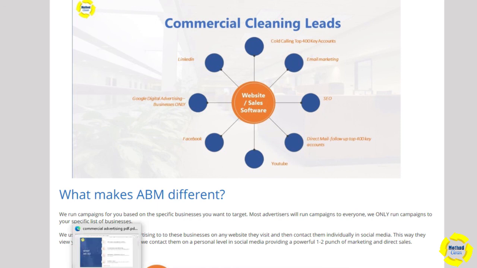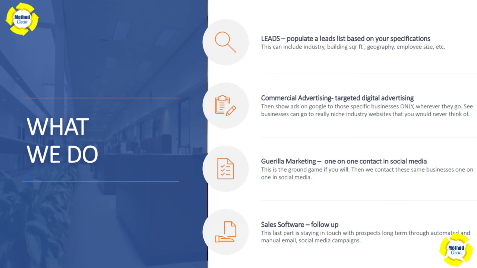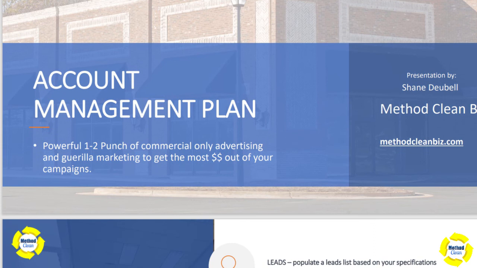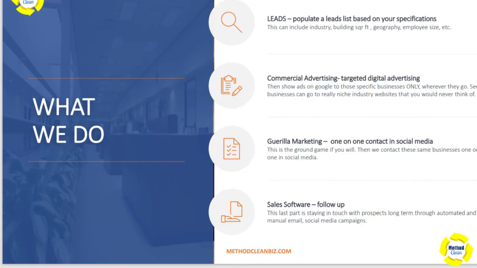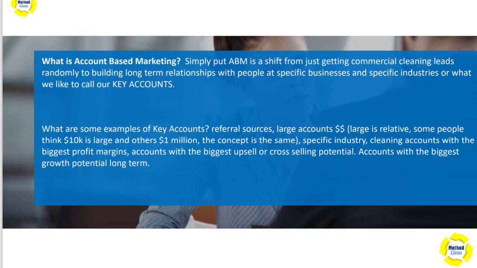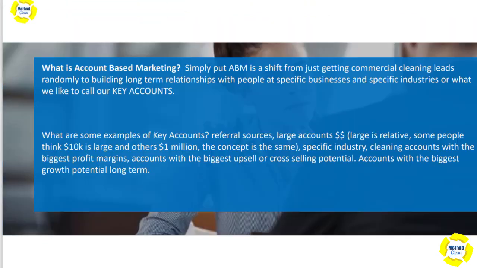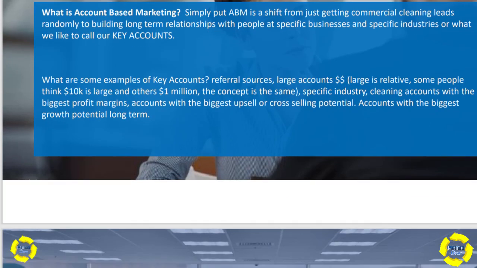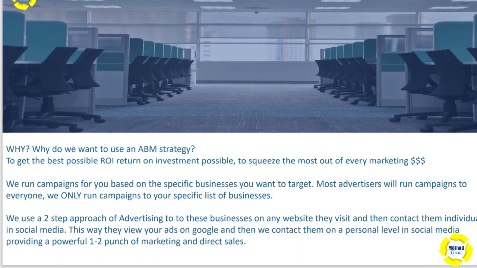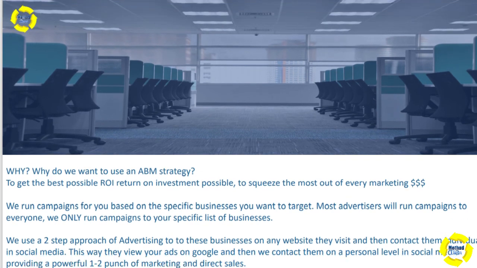This is our plan. So I'm just going to go back and go through our PDF. You can download this on our website if you want to learn more, where we explain what account-based marketing is and how we come up with key accounts. A key account is going to be relative. For some people, a key account might be a medical building that's 20,000 square feet. A bigger company might want 50,000 square feet. That's something you would decide, but we can help you do that.